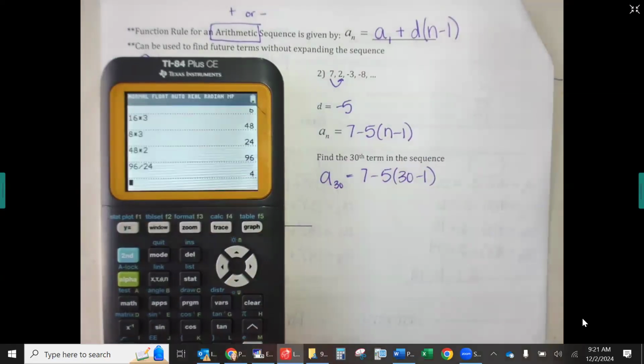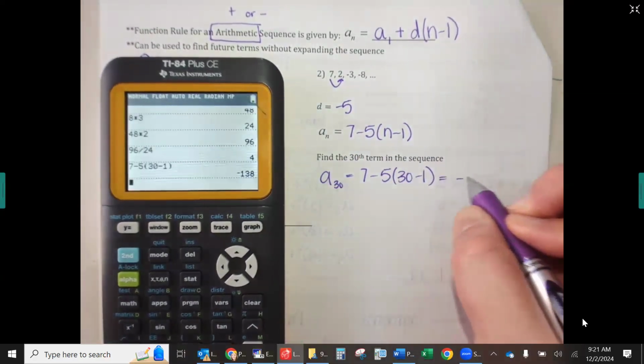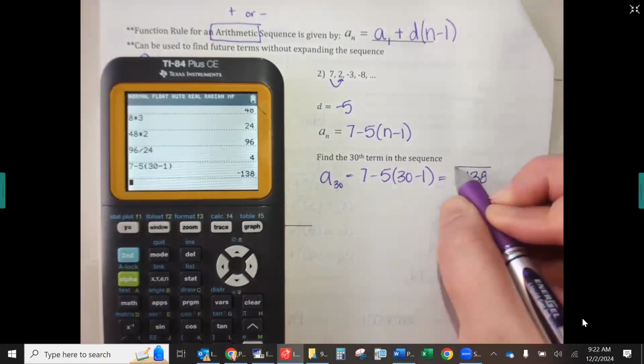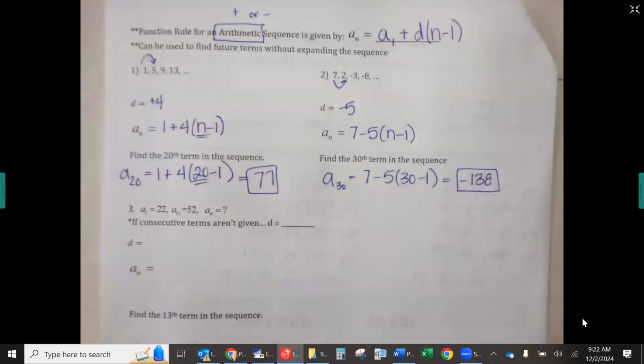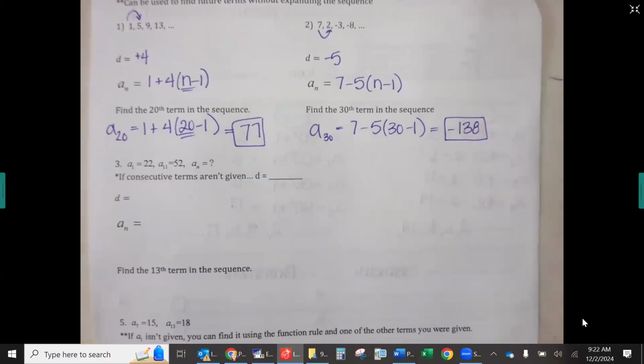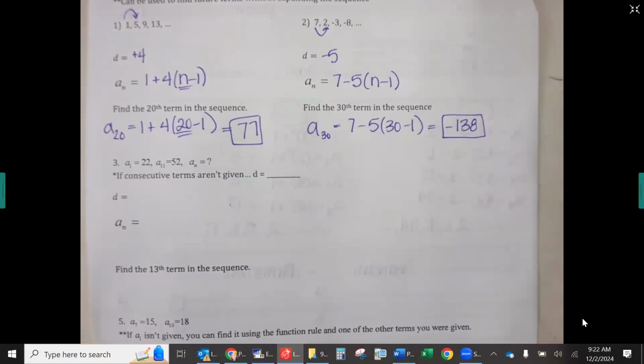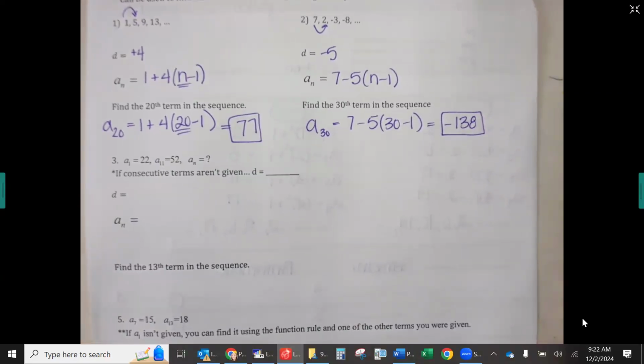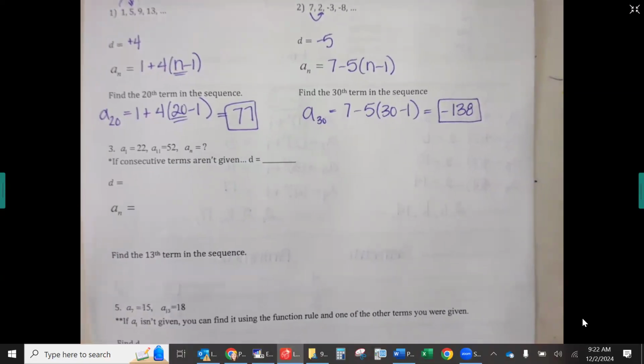So 7 minus 5, parentheses 30 minus 1. Okay, that gives me negative 130. So the purpose of the formula is just to help you get to the later terms in the sequence without having to extend it that far.